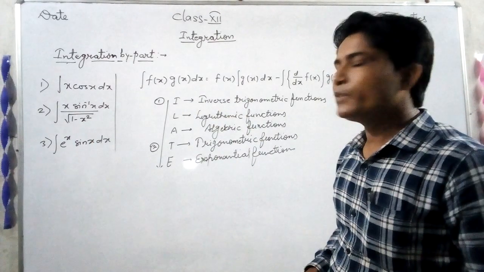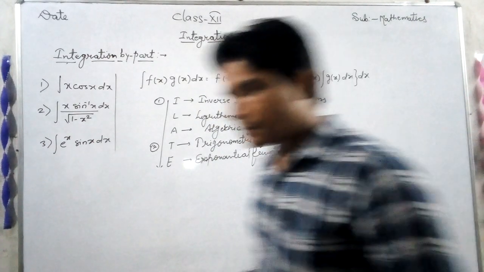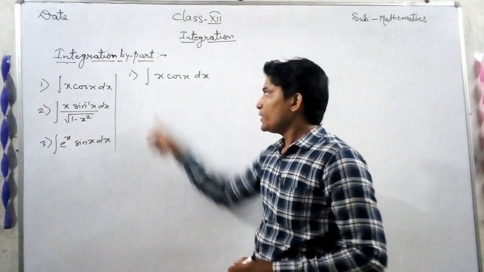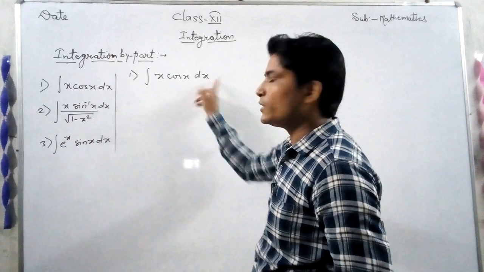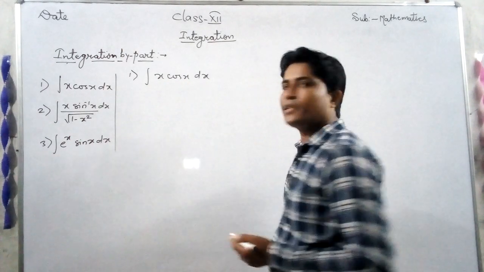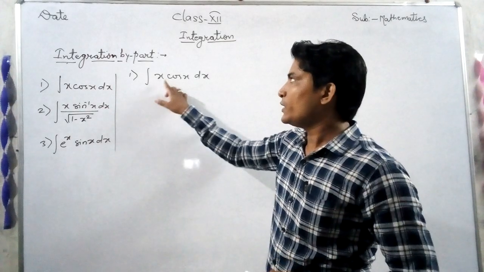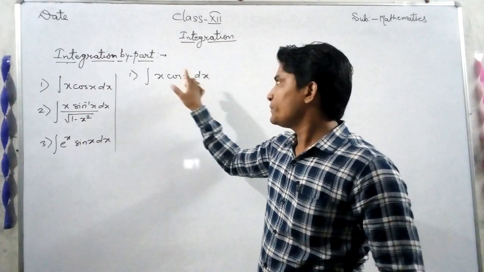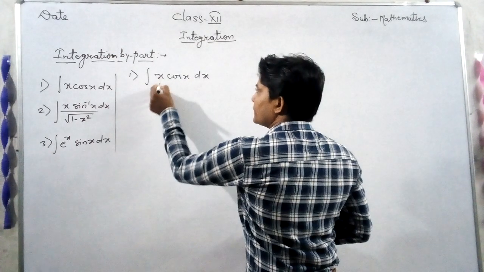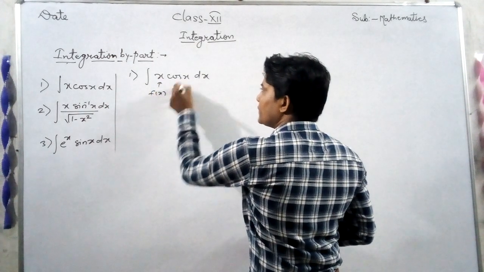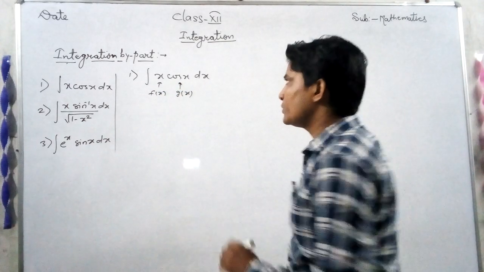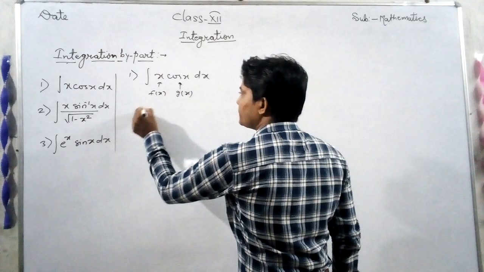How can we apply this formula? Student, here the first question is the integral of x cos x dx. What is f(x) and what is g(x)? x is algebraic, cos x is trigonometric. So we choose x as f(x) and cos x as g(x). Is that clear? So now we apply the formula.